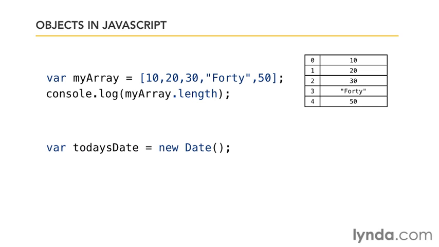These objects are self-contained pieces. If I have an array, I can use the dot operator to say I'm interested in its dot length. In this case, it would be 5. If I have a date, I can call methods of it. Again, these are functions that belong to an object. So I can say get time or get full year.